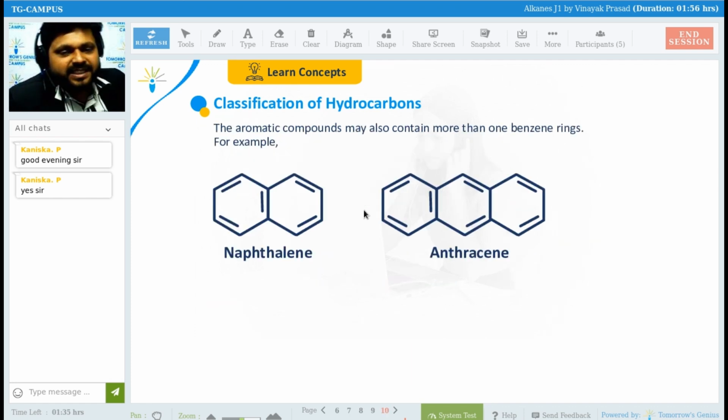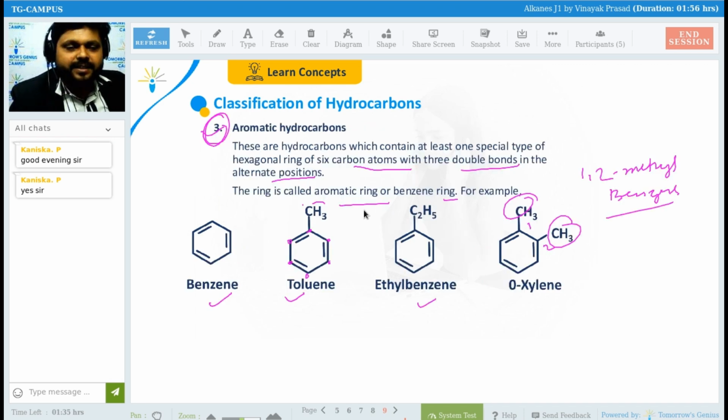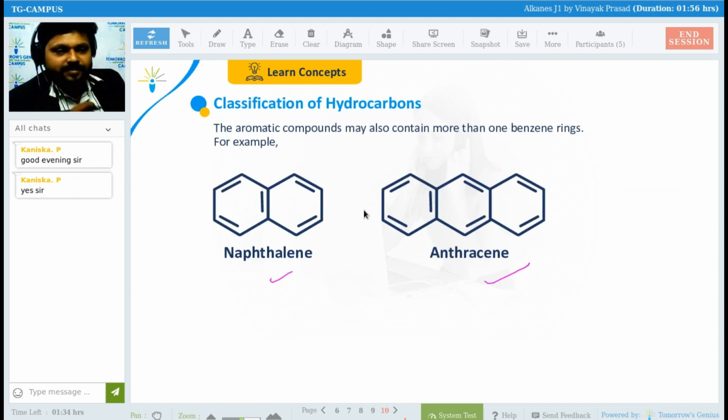No. This is naphthalene. Again, this is a common name. Anthracene, this is again a common name. So now you will be asking, sir, if these are having alternate positions, they are having double bonds, right? This is okay, fine. Double, single, double, single is there. This is also a double bond at alternate positions. This is also fine. This is an aromatic compound. This is also fine. That is single, double, single, double, right? But what about this carbon?